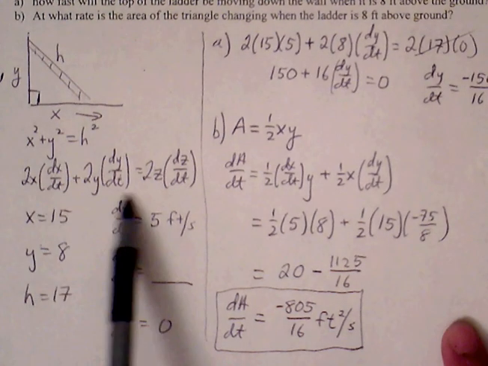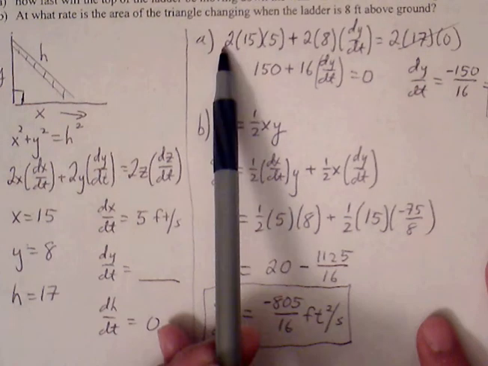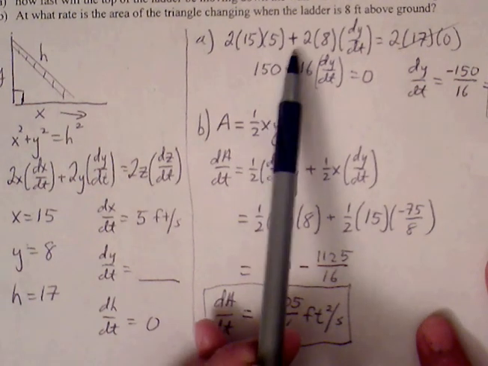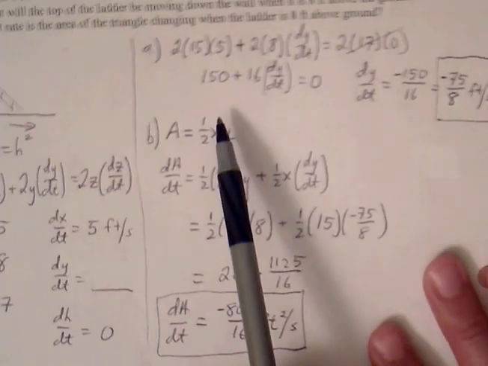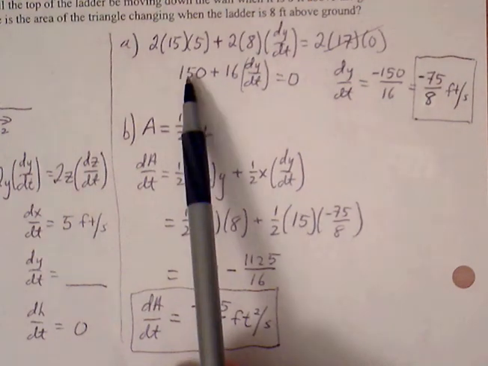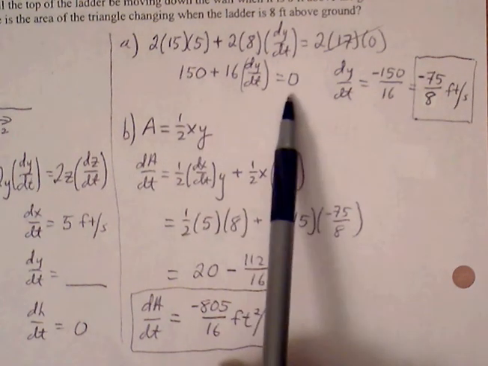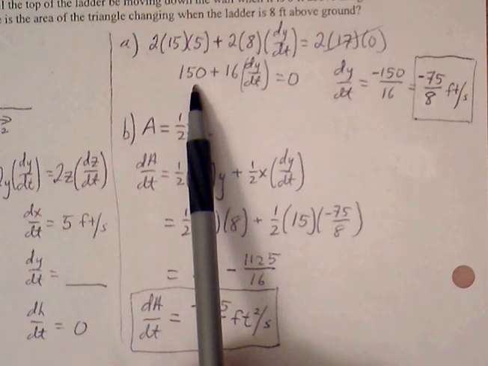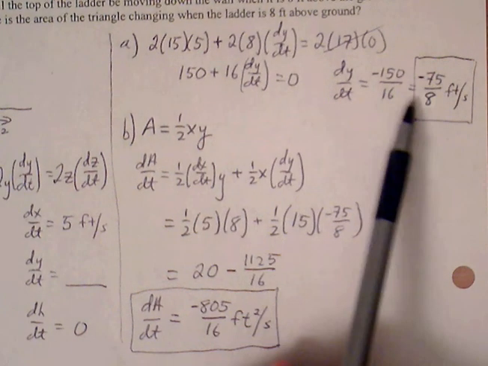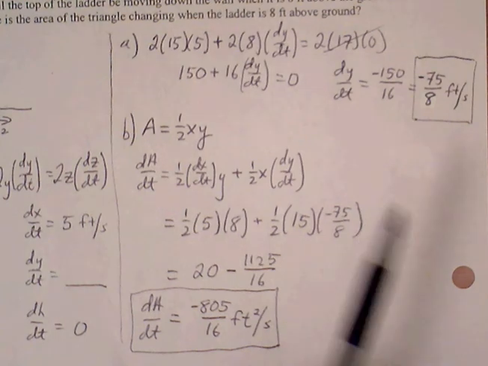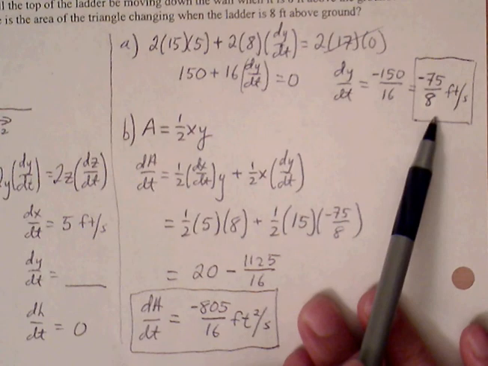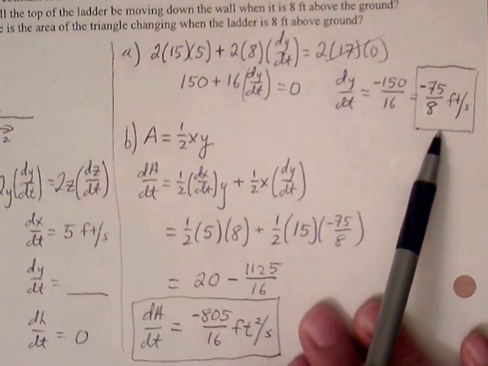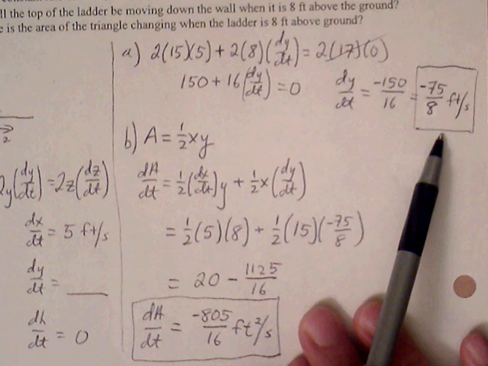So we plug everything into our differential equation. So 2 times 15 times 5 plus 2 times 8 times dy/dt is equal to, and all this goes to 0. And we just simplify. We get 150 plus 16 dy/dt equals 0. Subtract 150 from both sides, divide by 16, and reduce our fraction. We get negative 75 over 8 feet per second, and that will represent our dy/dt, the rate of change of the top of the ladder moving down when the ladder is 8 feet above ground.